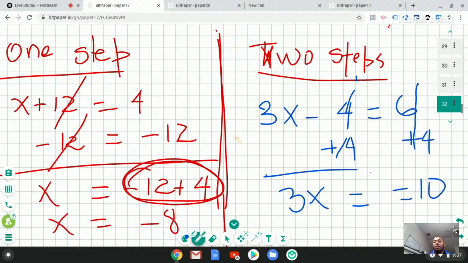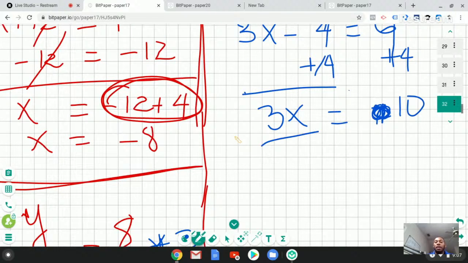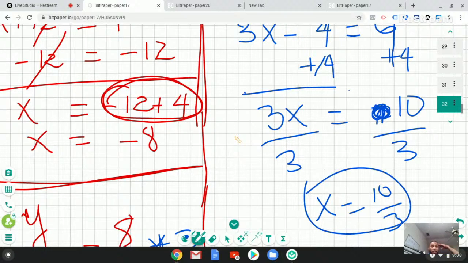3x is equal to 10, right? Now, what do I need to do to solve for x? I divide both sides by 3. And you get x is equal to 10 over 3. This is basic stuff. This is easy stuff that you guys can solve.